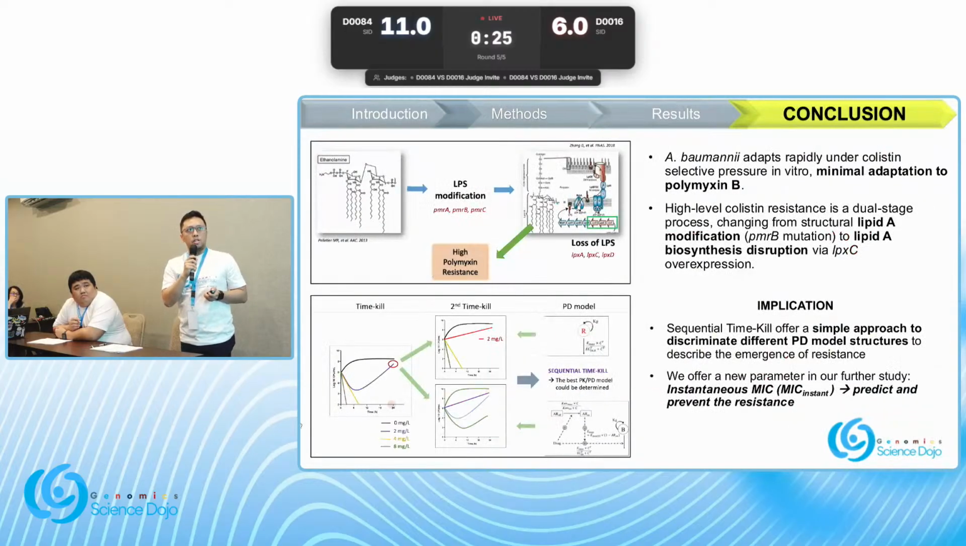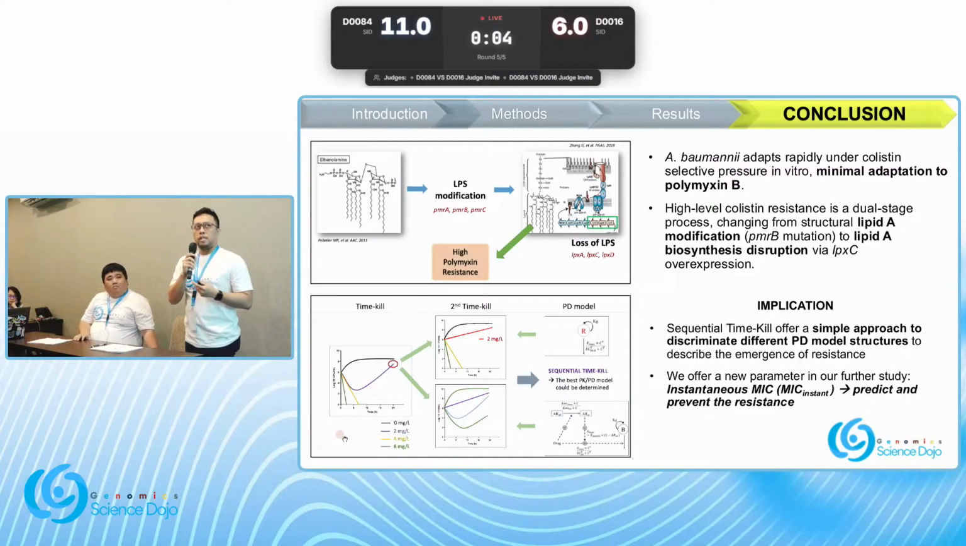Next. So we conclude that A. baumannii adapts rapidly under colistin pressure with minimal adaptation to polymyxin B. And this high-level colistin resistance is a dual-step process from the LPS modification and can lead to the loss of LPS. And the implication of this study is that sequential time-kill is a simple approach to discriminate different PD model structures to describe the emergence of resistance, and then we could predict and prevent the resistance.